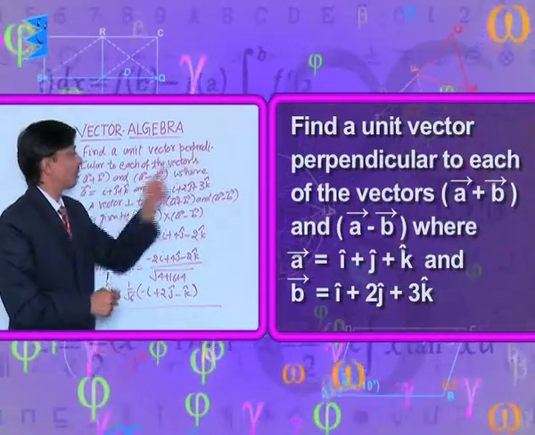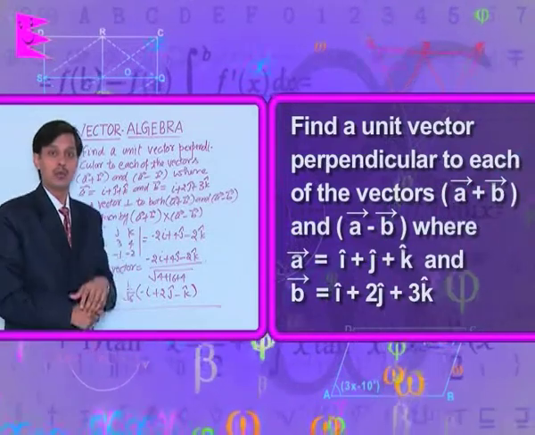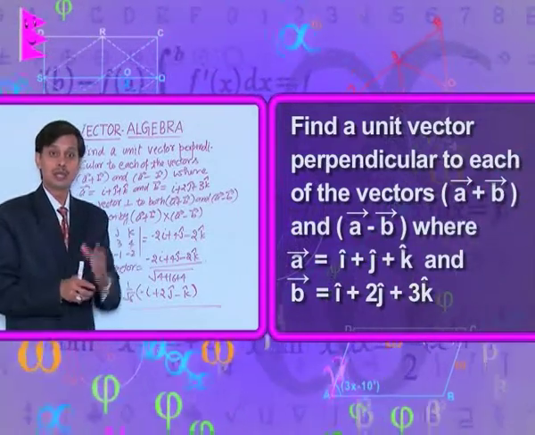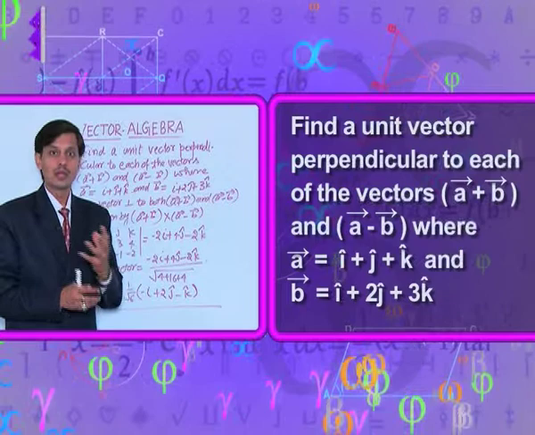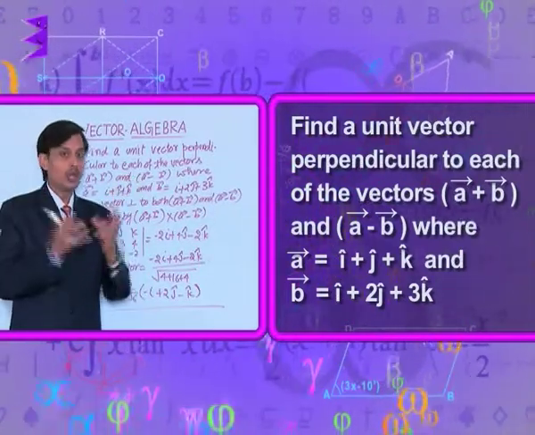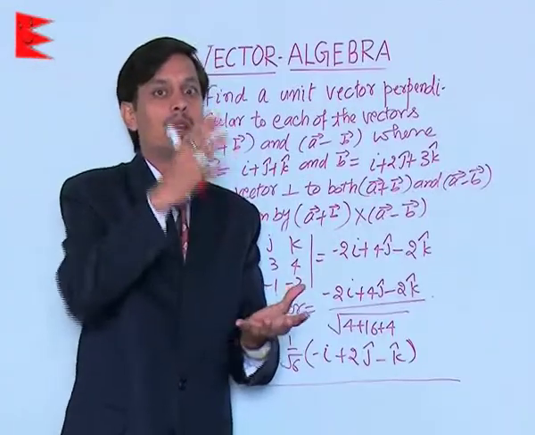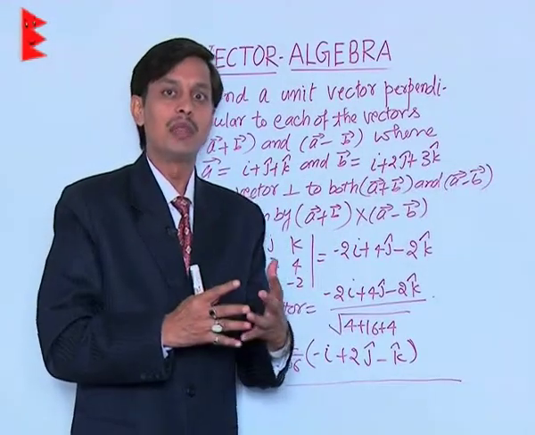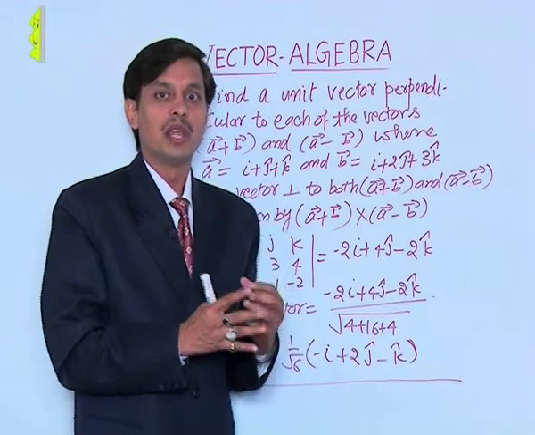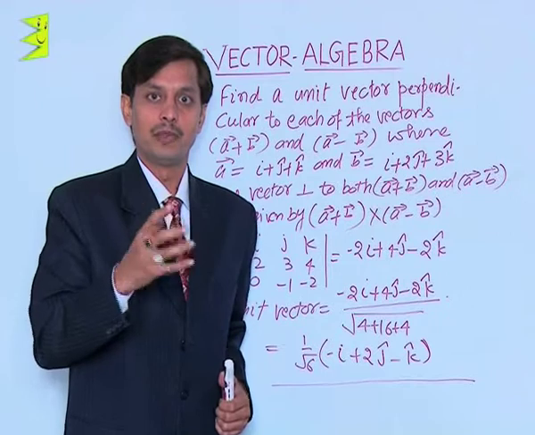Find a unit vector perpendicular to each of the vectors a plus b and a minus b. We have how many vectors? Two vectors. One is the vector a, another is the vector b. We need to obtain a unit vector. This is a separate issue, how we will convert a vector into a unit vector. It's very simple. As and when we divide any vector by its magnitude, then what comes?